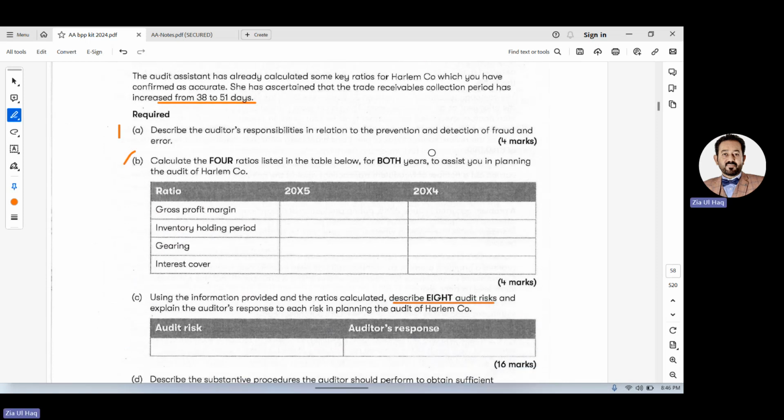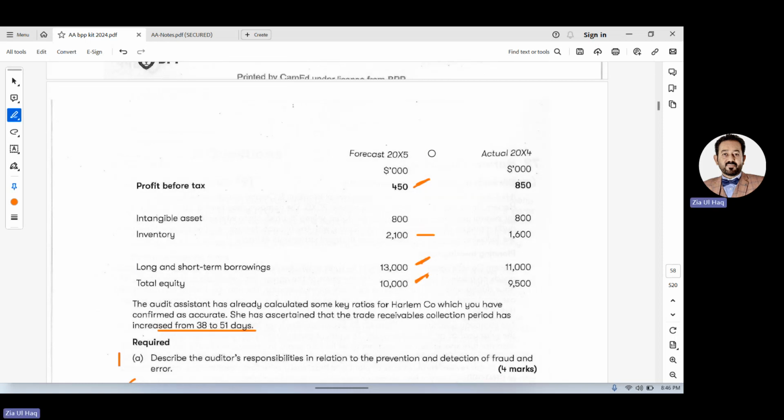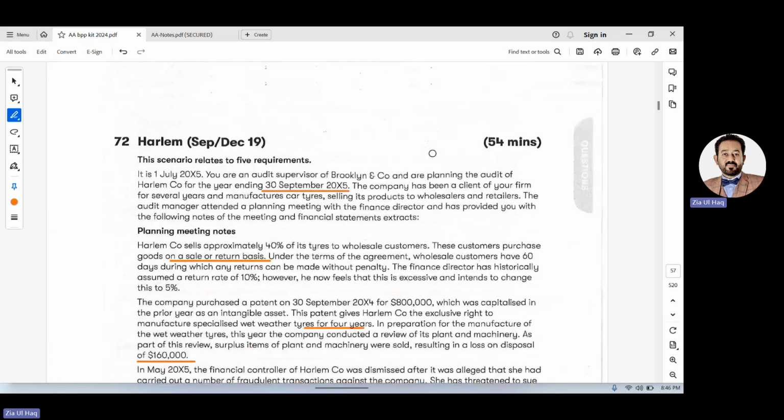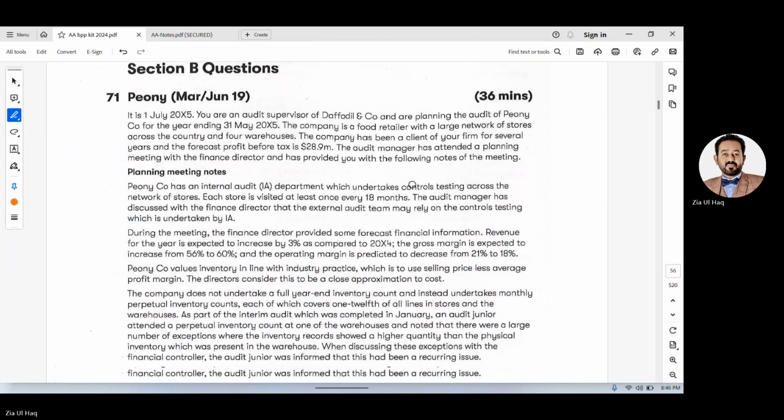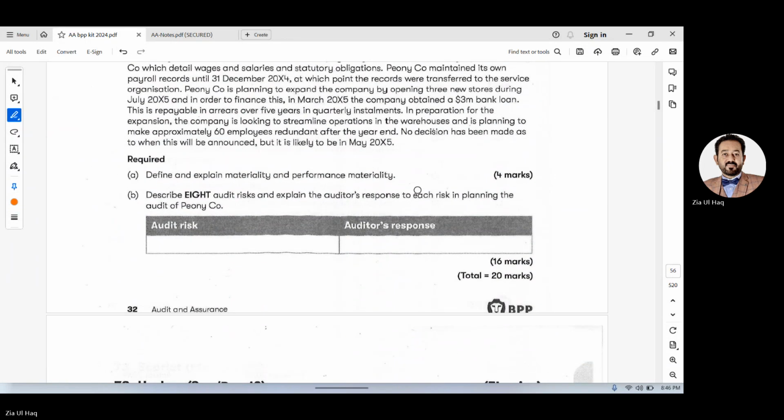And then we will be able to answer quality and audit risk. We are having more time, we can cover one more question. Yes. Question 71, please. What we need to do? Define and explain materiality and performance materiality. Can you define materiality and performance materiality?